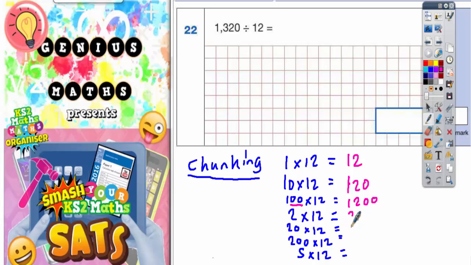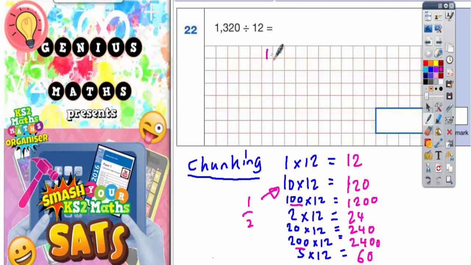2 12s are 24. 20 12s is the same as 2 12s but with a 0 on the end, so 240. And 200 12s is the same as 2 12s but with 2 zeros on the end, so that's 2400. And 5 12s, well, that's going to be half of these 10 12s here. So if you half 10 12s, you'll get 5 12s, so half of 120 is 60. Now when you're doing the chunking method, you need to subtract the largest number that you can from this list away from 1320. So let's set it up now.